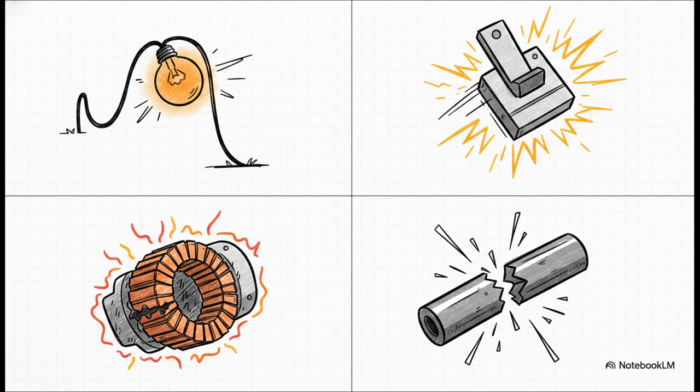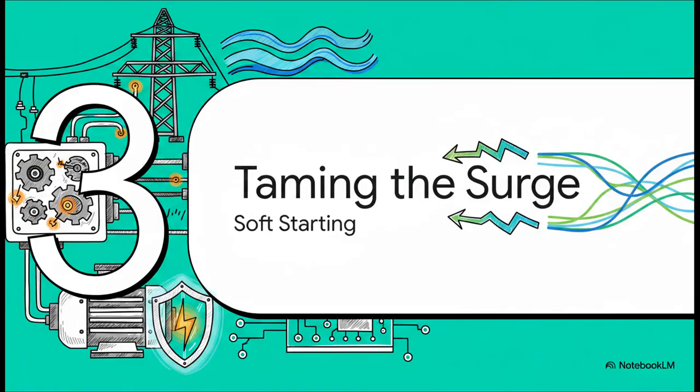And finally, mechanical stress. The magnetic forces during startup are so incredibly violent they can shear bearings or literally snap a solid metal motor shaft right in half. No way you want to deal with that. Which brings us to Section 3, Taming the Electrical Surge, soft starting. Let's look at the ingenious workarounds designed to save our grids and machines.